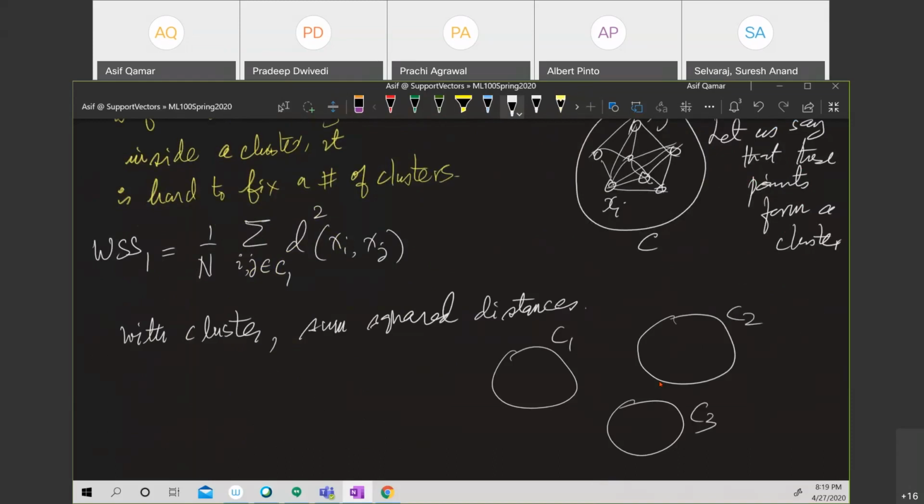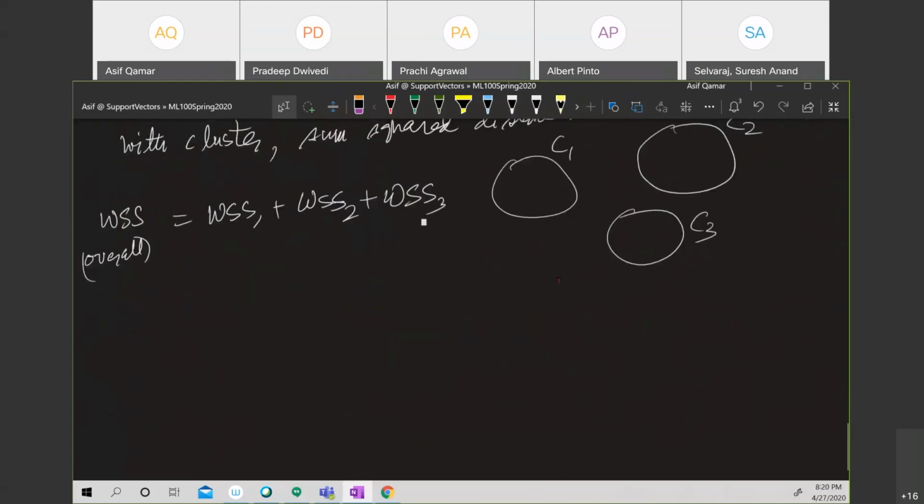What you will do is, for your entire clustering algorithm, you compute the overall or total by saying WSS1 plus WSS2 plus WSS3, right? Or more formally, suppose the number of clusters is whatever it is, K, you would write it as a summation over K of WSSK of the kth cluster. And obviously, you add them up.